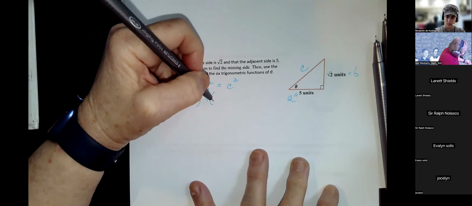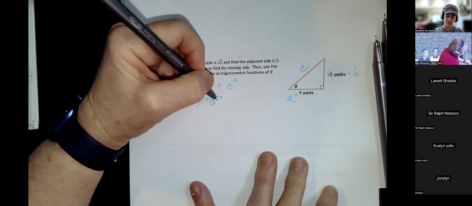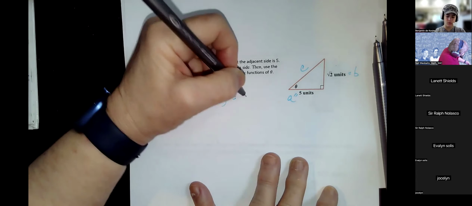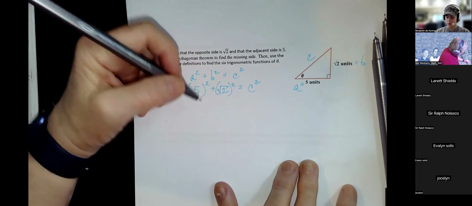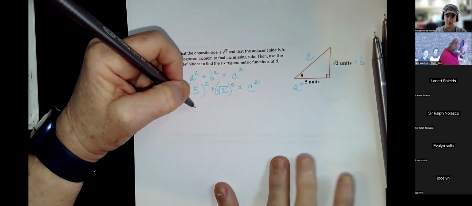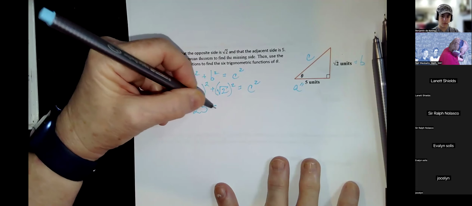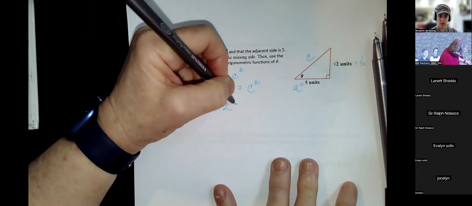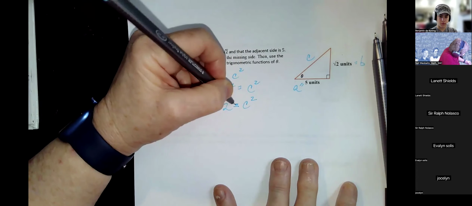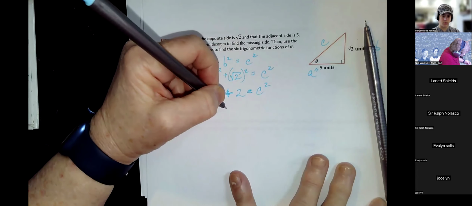B is the square root of 2, and we're looking for C. 5 squared is 25. Square root of 2 squared is 2. 25 and 2 is 27. Okay.